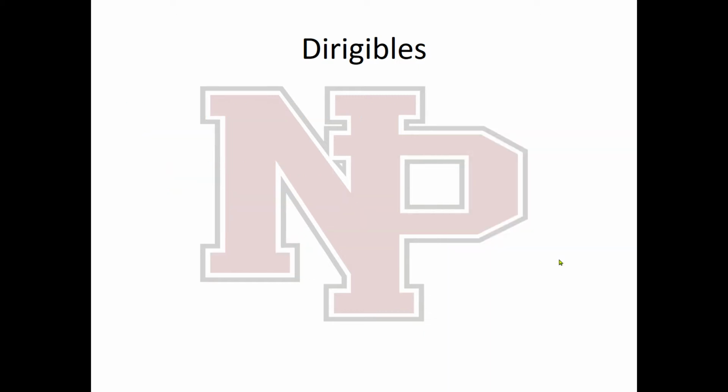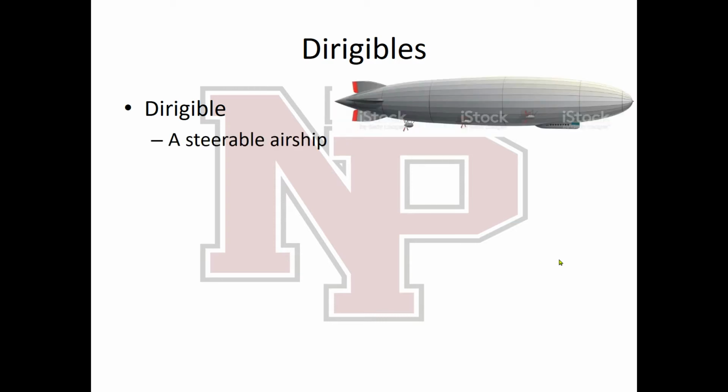So when we get into a dirigible, what is a dirigible? A dirigible is nothing more than a steerable airship. So it is still a lighter than air aircraft. It is considered lighter than air because it uses a lighter form of air to lift it up. Hot air balloon is hot air and stuff like that. But this one is steerable. This one has ways to control how it flies.